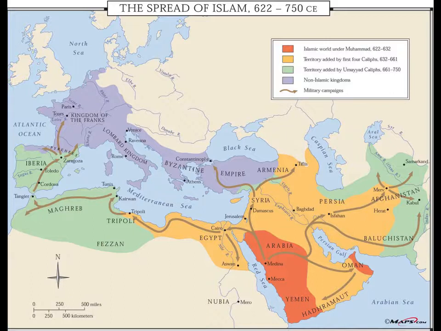Our map here shows the wide extent of the spread of the Islamic religion during the early caliphates, or empires under the control of Islamic leaders called caliphs. This influence began in the Arabian Peninsula and quickly extended as far east as the edges of modern India and as far west as the coast of modern Portugal.